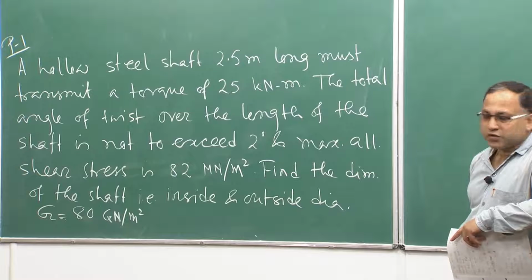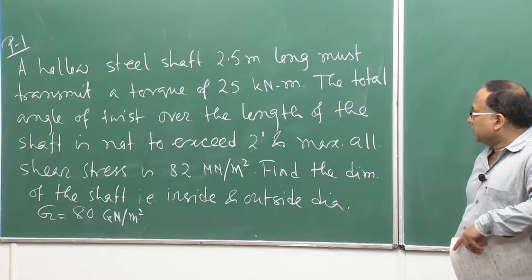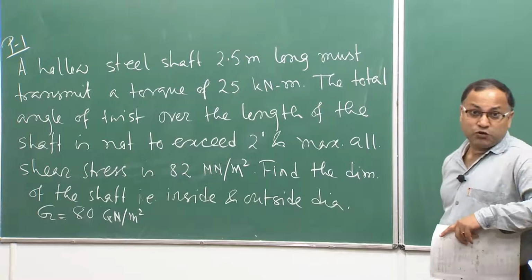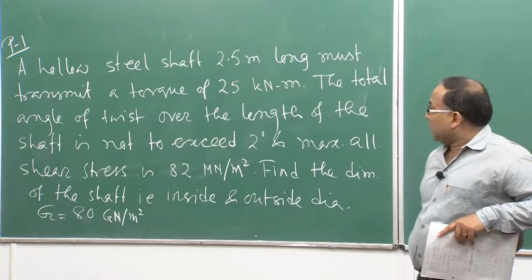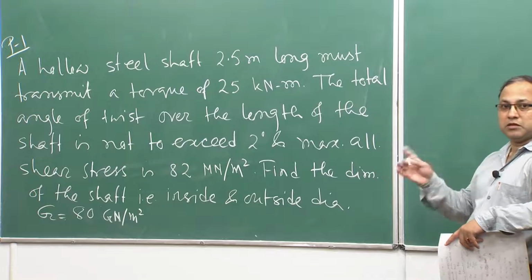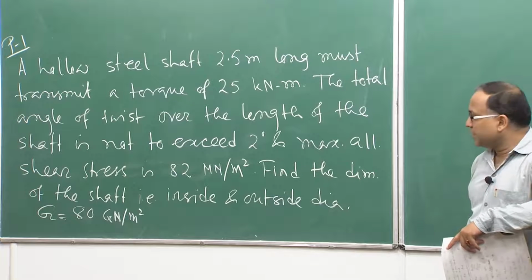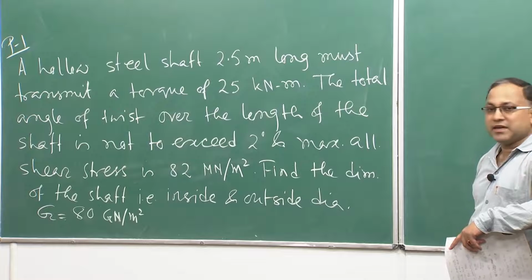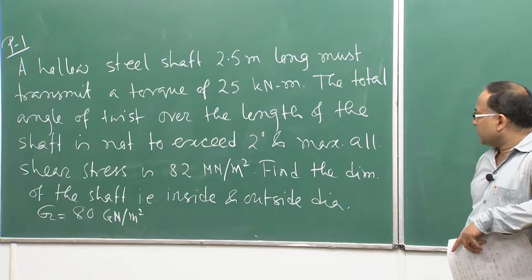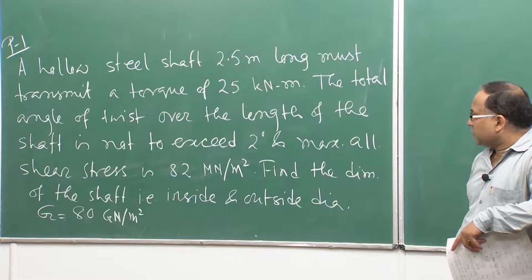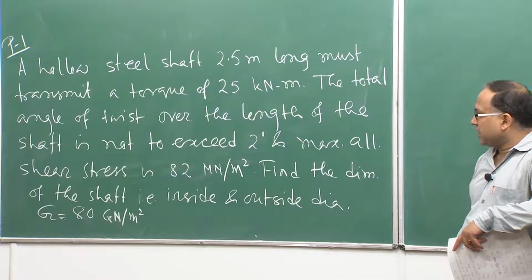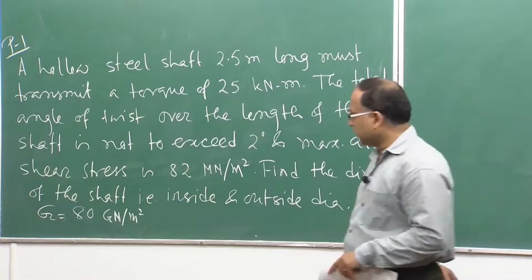So these are your limits. You are basically going to design this kind of shaft under this restriction. The total twist should not exceed 2 degree and shear stress should not exceed 82 meganewton per meter square. So find the dimensions of the shaft, that is inside and outside diameter. So that is nothing but your shaft.